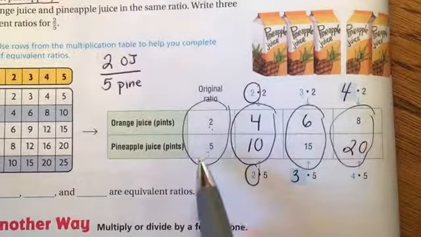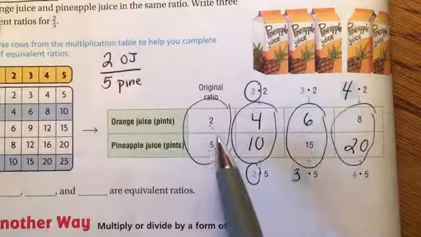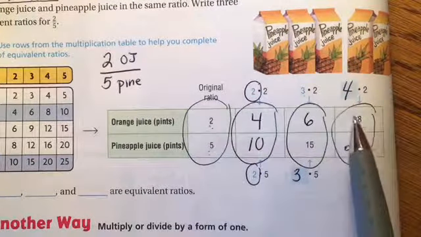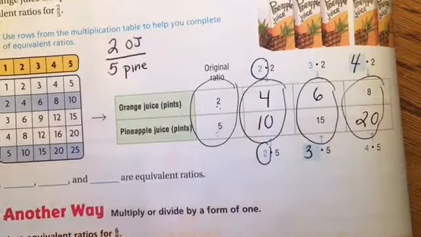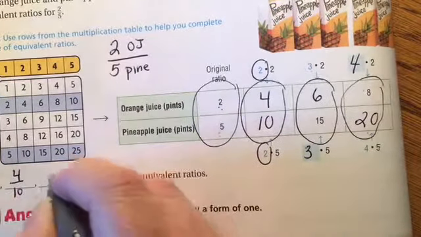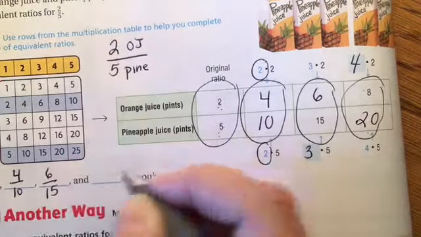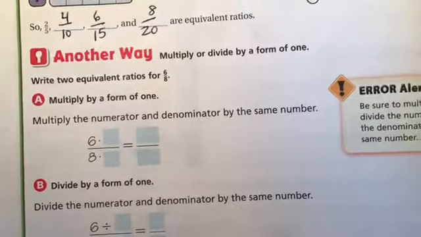All right, so if this is a recipe, if I need a whole lot of juice, I have a lot of friends coming over, I'm not going to go 2 to 5, I'm going to go 8 to 20. All right, and this was in pints. So 2 to 5 is equivalent to 4 to 10, 6 to 15, and 8 to 20. All right. And then, so really here is the way that I like to do it.